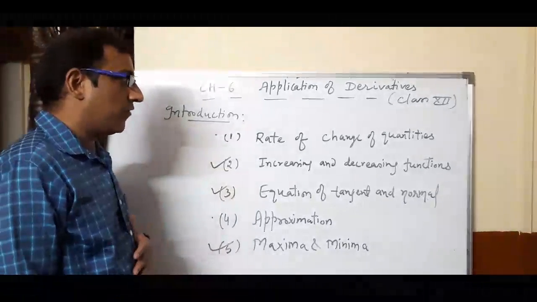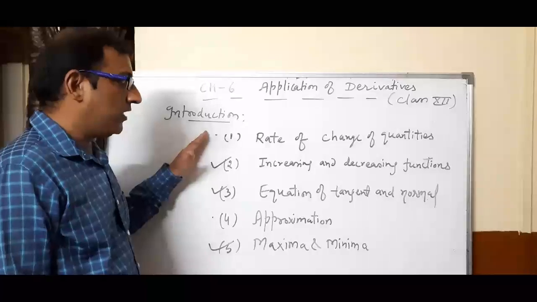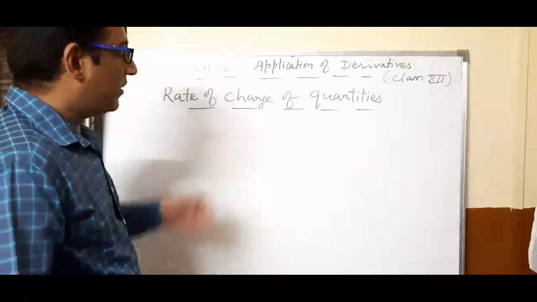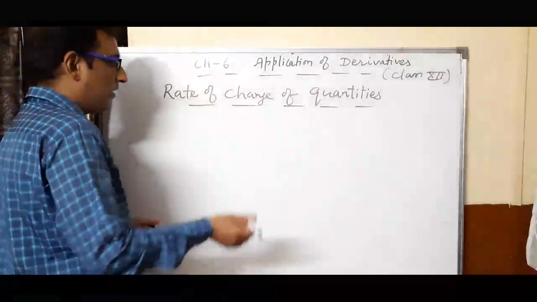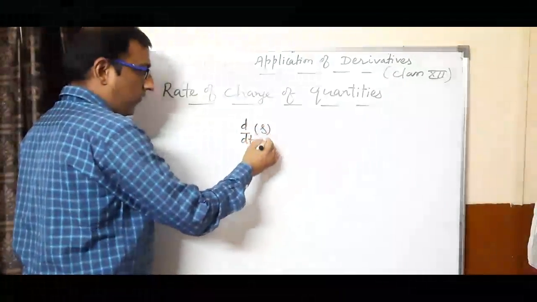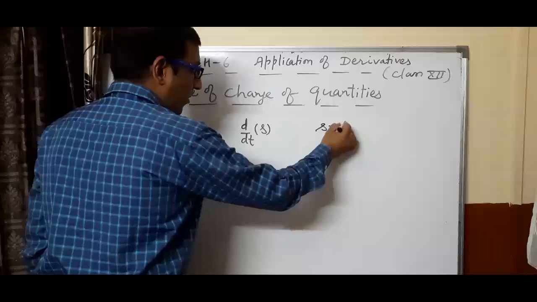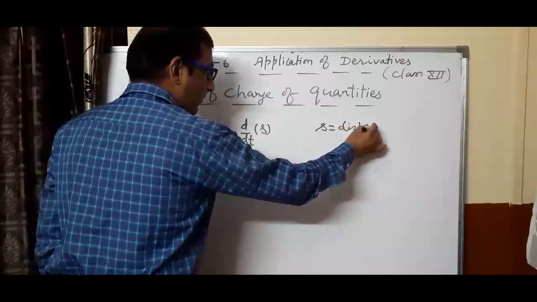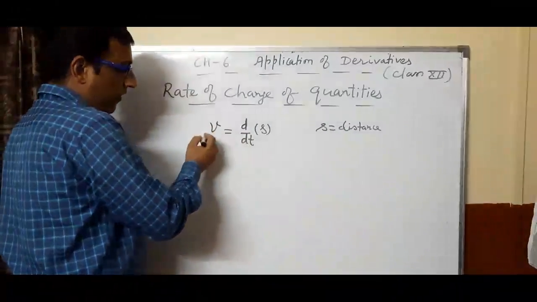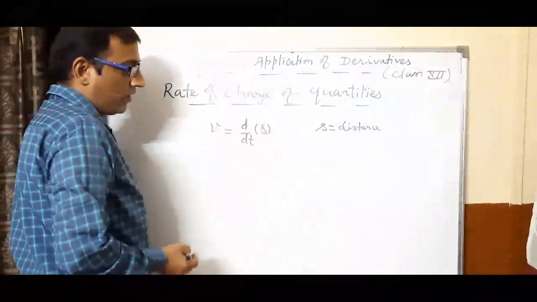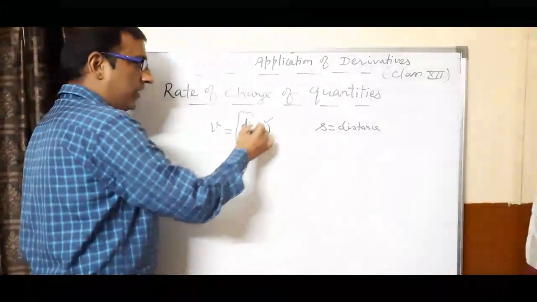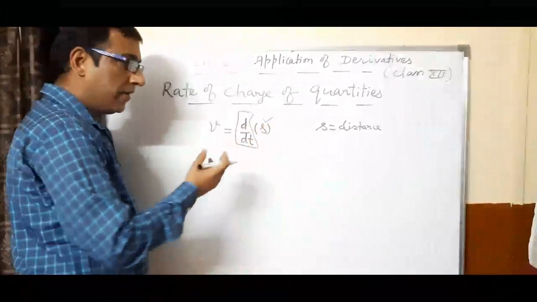So first we will start from the first point, that is rate of change of quantities. Under this heading, if I am saying d by dt of s, where s is displacement, or you can say distance, then what is the meaning of this? We know velocity is d by dt of s. Then we can say it is the rate of change in distance with respect to time t.